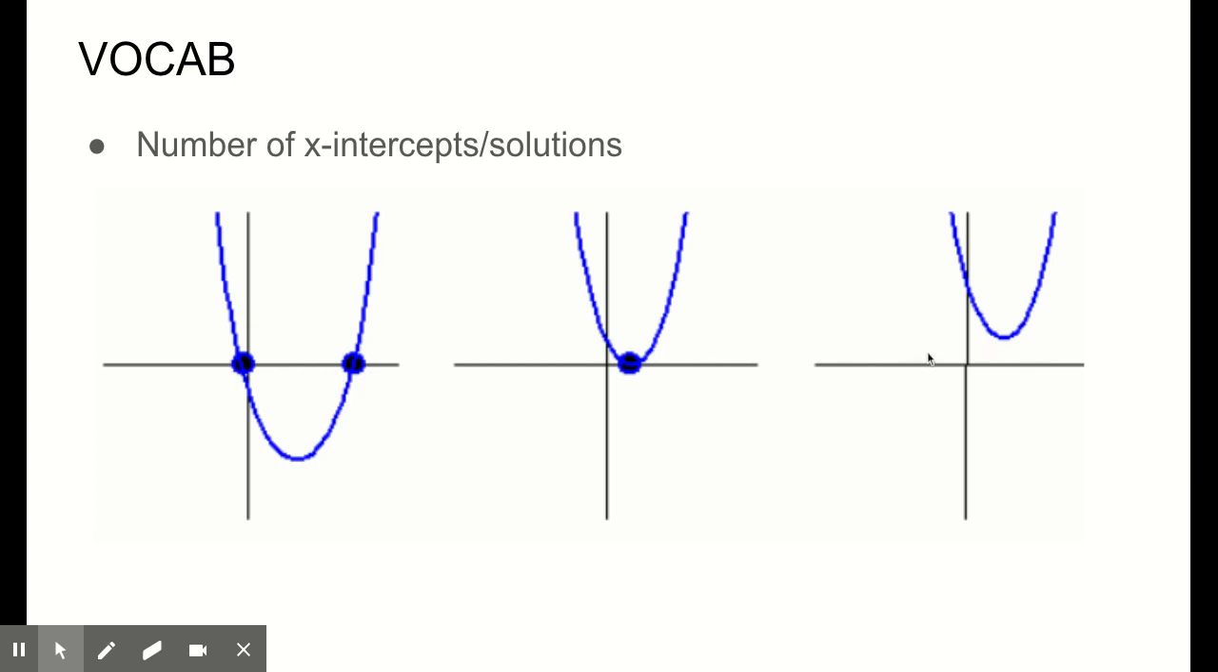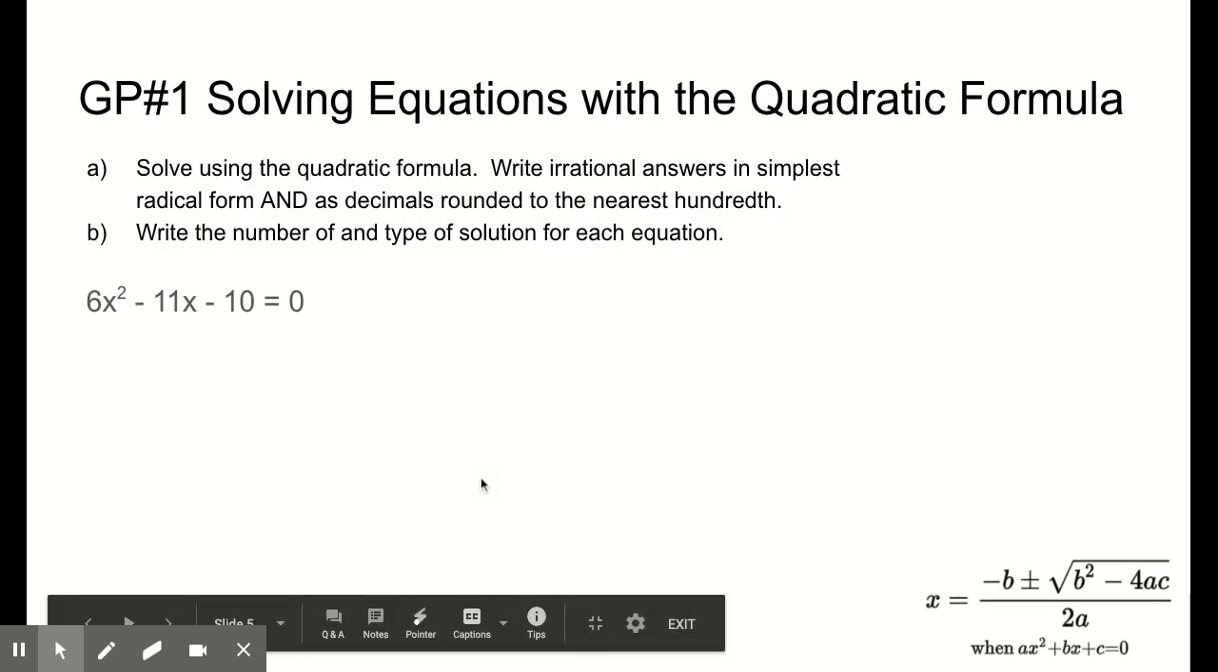So today I'm going to ask you to state the number of and type of solutions. So if we get 2 solutions with no i's, that would be 2 real solutions. If we get 1, that would be 1 real solution. And again, we're not going to see this today, but we will eventually find that there are no real solutions, but there will be 2 imaginary solutions. So let's take a look at how the quadratic formula works.